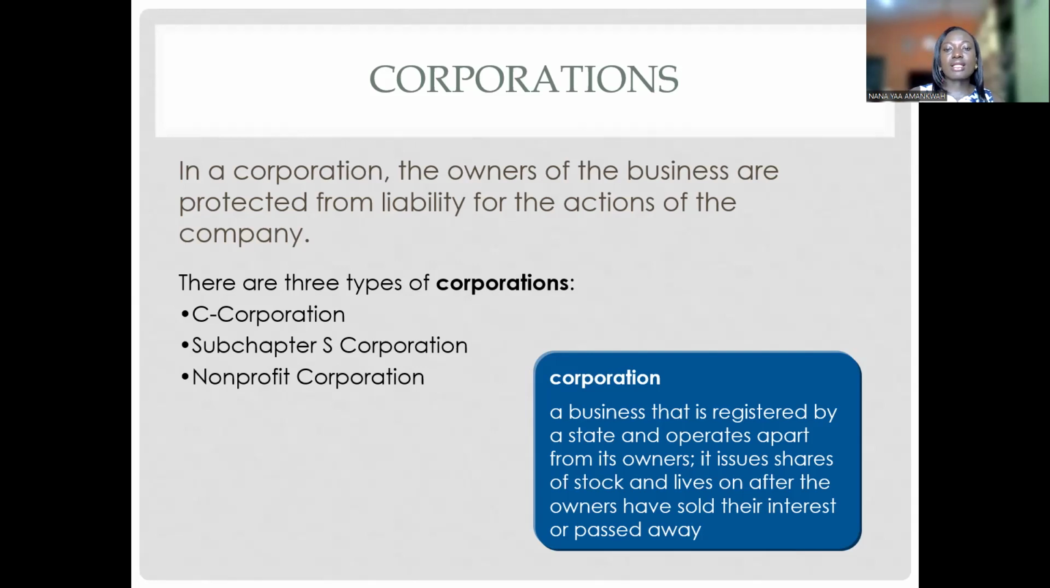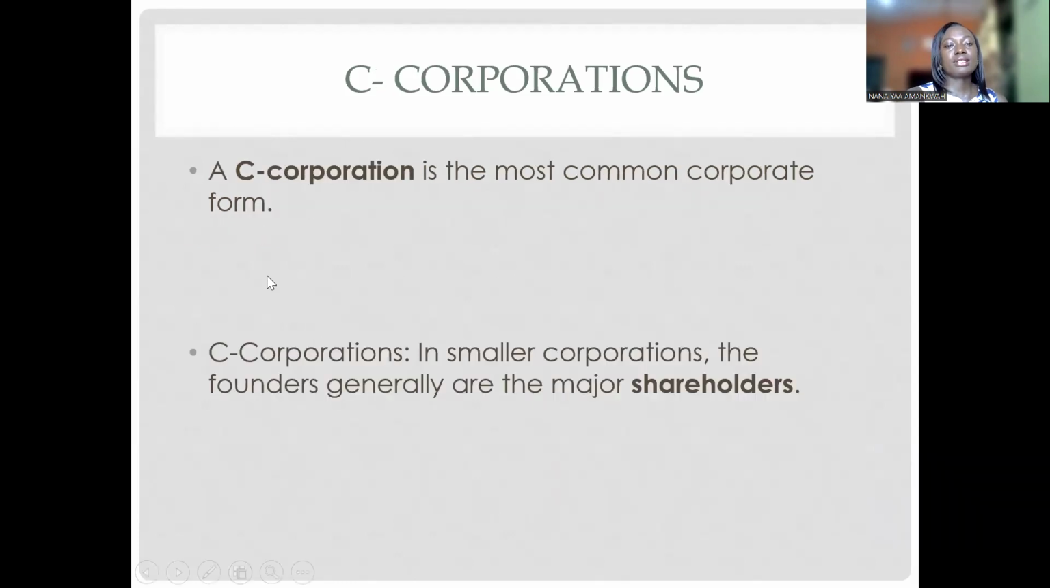So one example in Ghana is the Ghana Broadcasting Corporation. Over the years, it's been there and it will continue to be there, regardless of whether the owners are there or not. I mean, it's a state-owned property. Good. Now, the C corporation is the most common form of corporation that you could mention. In smaller corporations, the founders generally are the major stakeholders or shareholders. So those who founded it are usually the shareholders.